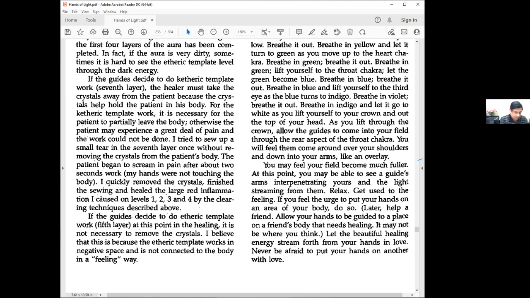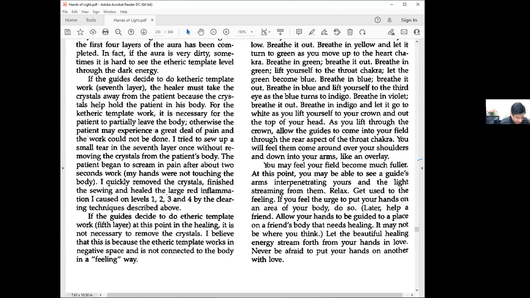I tried to sew up a small tear in the seventh layer once without removing the crystals from the patient's body. The patient began to scream in pain after about 2 seconds' work. My hands were not touching the body. I quickly removed the crystals, finished the sewing, and healed the large red inflammation I caused on levels 1, 2, 3, and 4 by the clearing techniques described above.